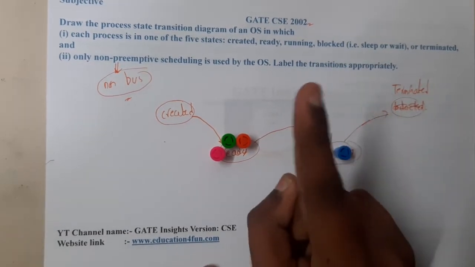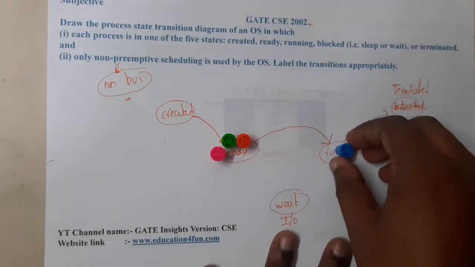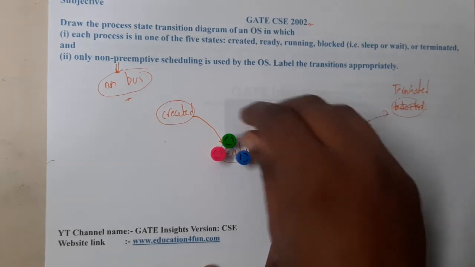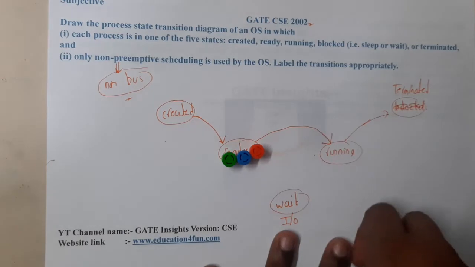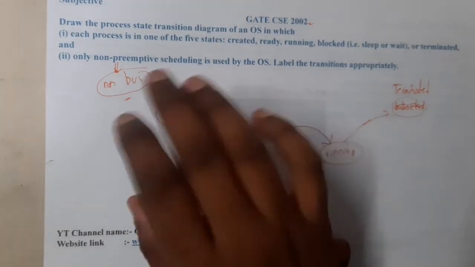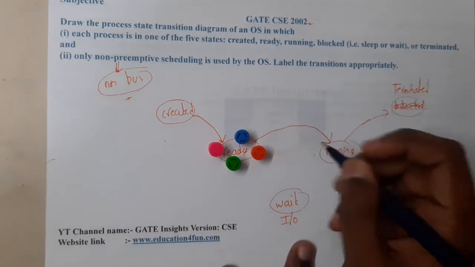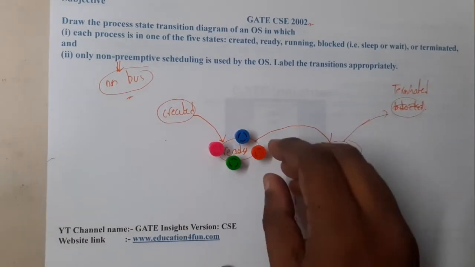What did we say? I told you it is a non-stop bus. So is there any chance that this process will be swapped out and someone else will be given a chance, like round robin, where you execute for some time and then switch? The answer is no, right? With that understanding, we can say 100% that there is no edge from running to ready, right?